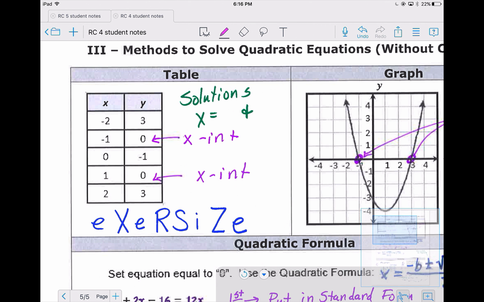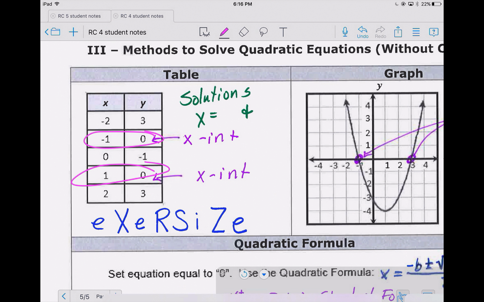So for this part with the table, if they ask you to find your solutions, they are the places where x is a number and y equals 0, so specifically this piece. So my solutions here would be at -1 and +1.